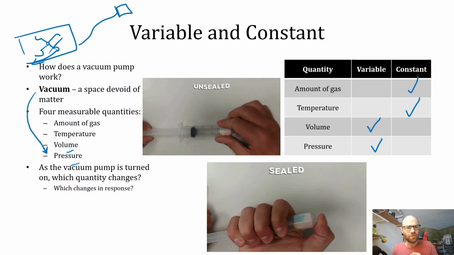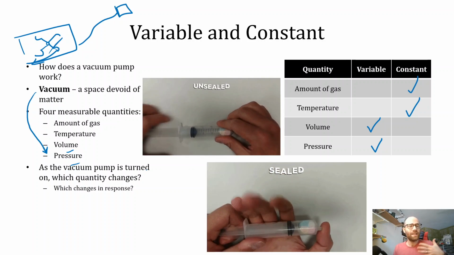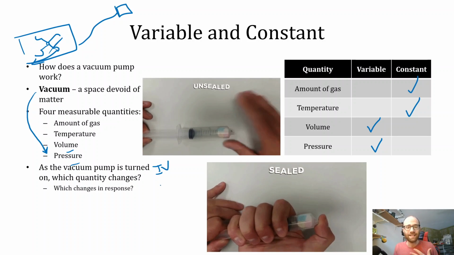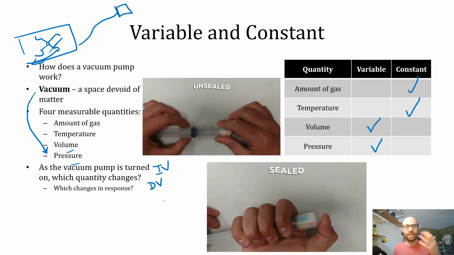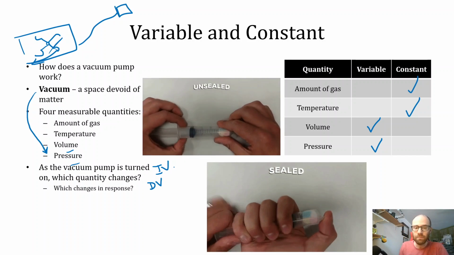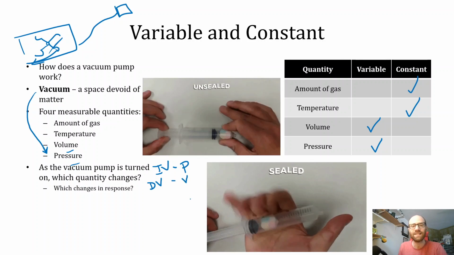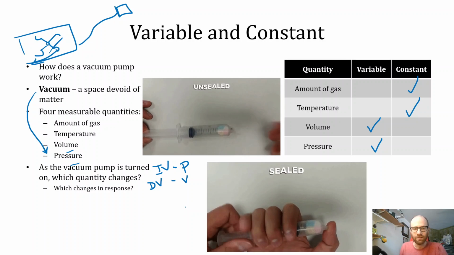Something else I did want to mention before we got too much further: since these are controlled experiments, they have independent variables and dependent variables. So what is changed and what changes in response. In this case, the vacuum pump, since it's a pump and it's a vacuum, we're going to say that pressure is our independent variable and the size, or the volume, is our dependent variable.